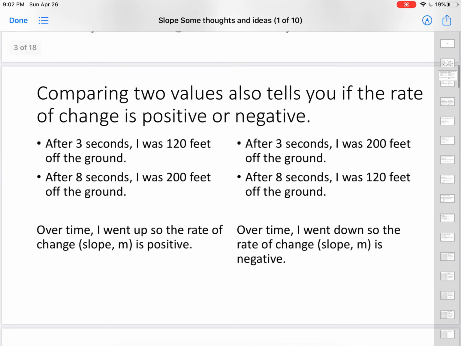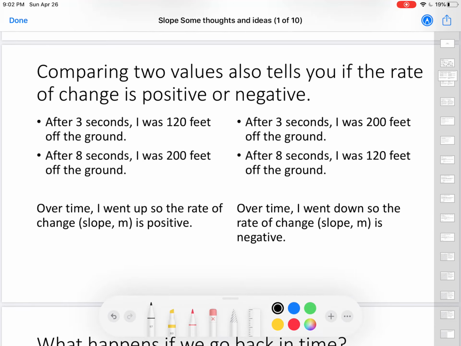Okay, let's compare two values. We can figure out the slope in this case. After 3 seconds, I was 120 feet off the ground. After 8 seconds, which is later, I was 200 feet off the ground. Over time, I went up, so the rate of change is positive. After 3 seconds, I was 200 feet off the ground. After 8 seconds, later, I was 120 feet off the ground. This time, I went down. So this time, the slope is negative.